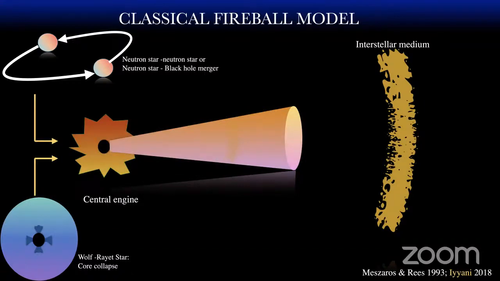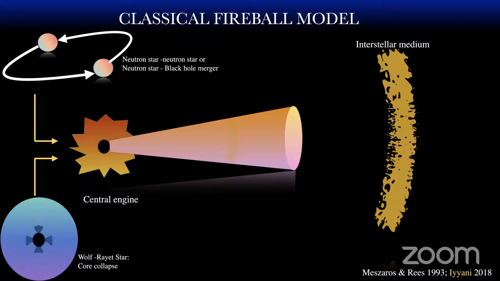Irrespective of what the progenitors are, whether it is the merger of 2 compact objects like 2 neutron stars, or a neutron star and a black hole, or the core collapse of a very massive star towards the end of its life, what happens at the end is that you form a very compact object like a black hole or a magnetar, and it starts accreting the matter surrounding it, and you produce a very powerful jet which pierces through the matter that surrounds it and comes out. So this is what you see.